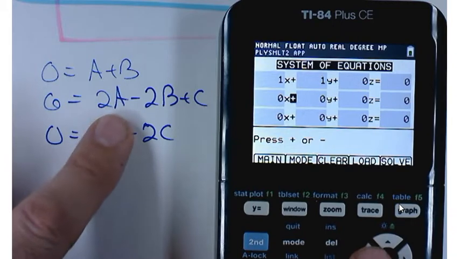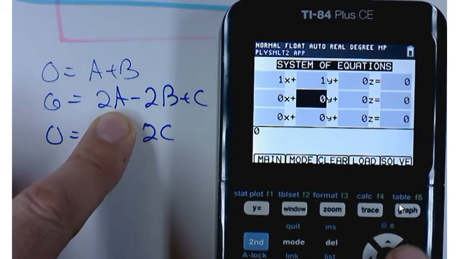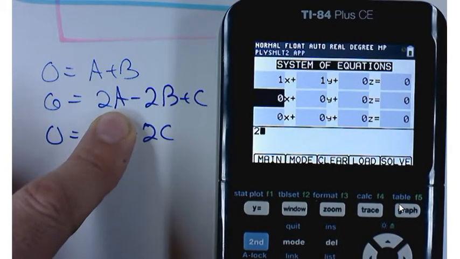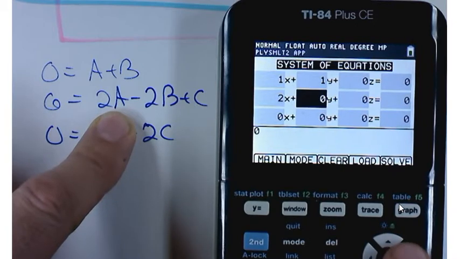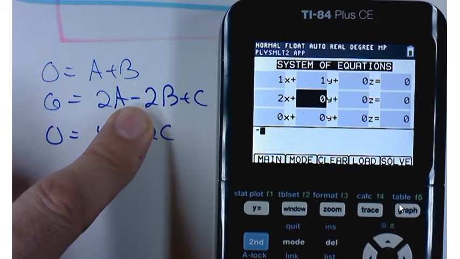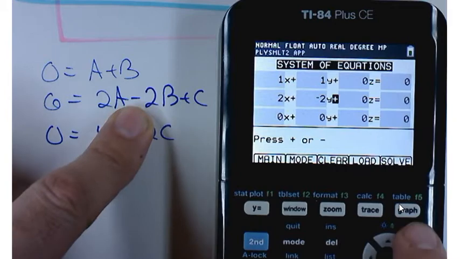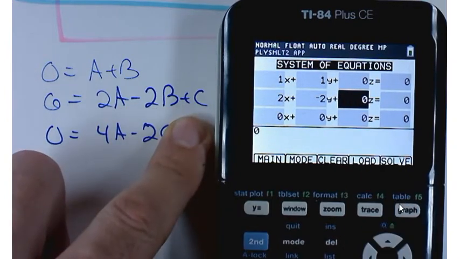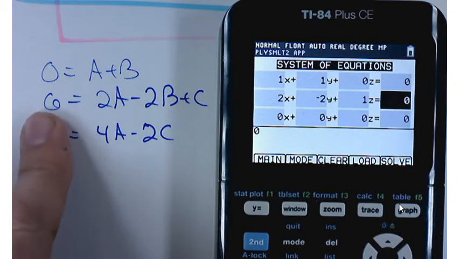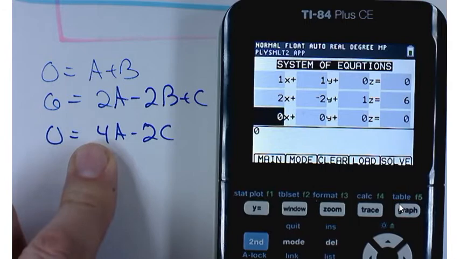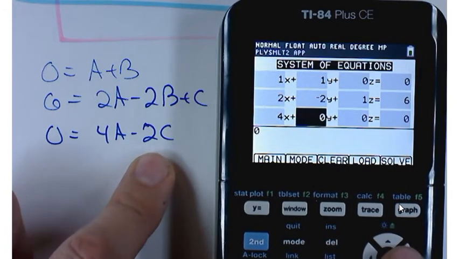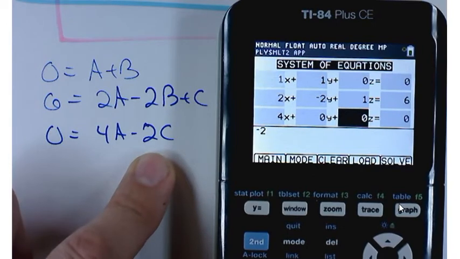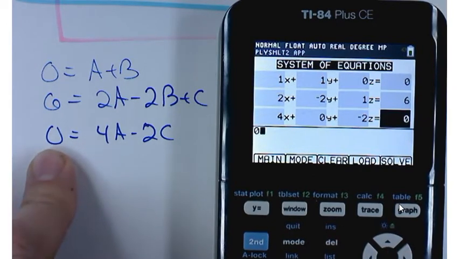Let's do the next one. 2. Let's try it again. 2, and then negative 2. And then, what's the last one? What should I put here? 1. And that's going to equal 6. And finally, 4, 0, and negative 2 equals 0.